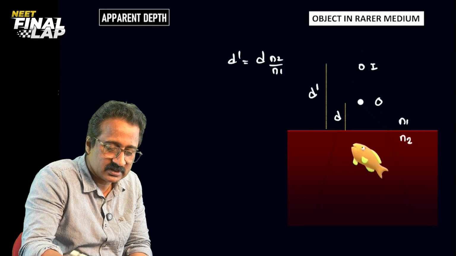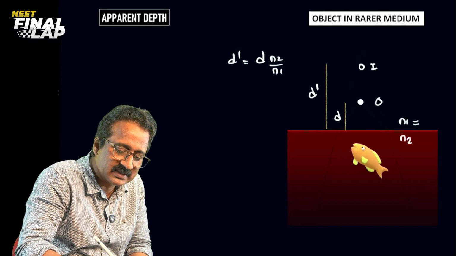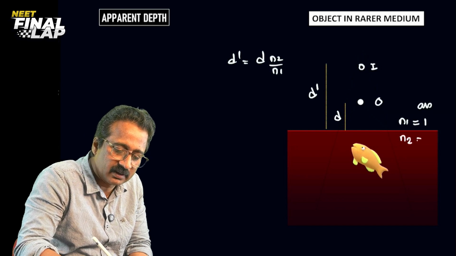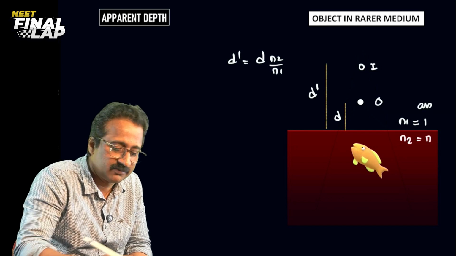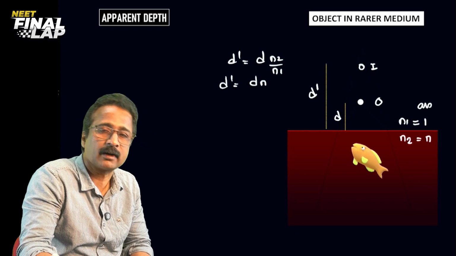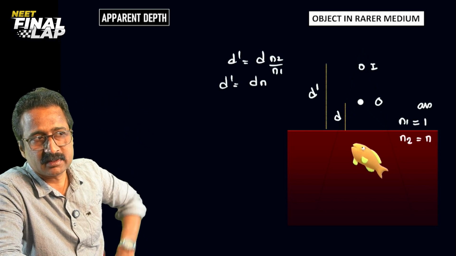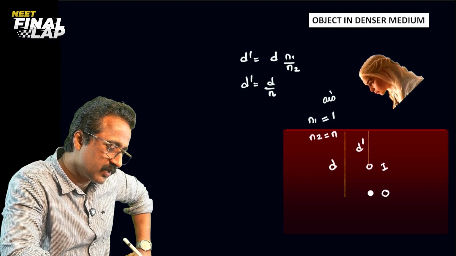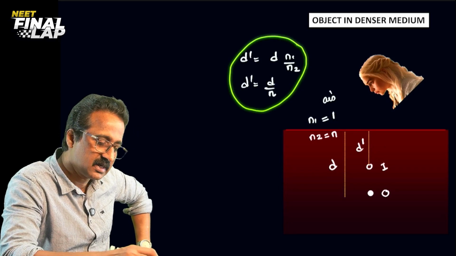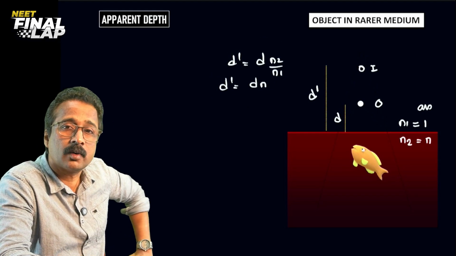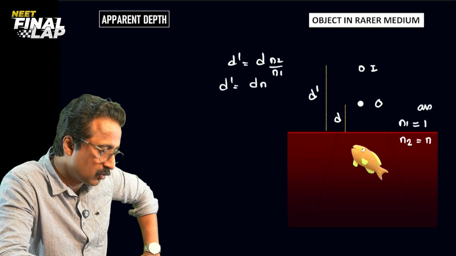Now, as I said earlier, often in questions this N1 will be equal to 1 because usually this is air. And the other medium, let's say N2, is equal to N. If that's the case, then d dash is more easily written as d into N2 by N1, that is N by 1. That will be the equation for apparent depth. So when the question is about apparent depth, my request is to memorize these two expressions. When the object is in the denser medium, this is it. And when the object is in the rarer medium, please remember, it is d dash equal to d into N, or d into N2 by N1 in more detail.